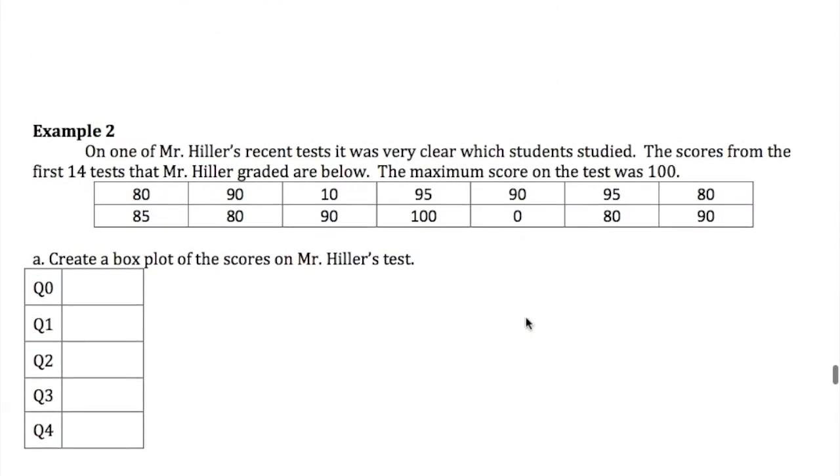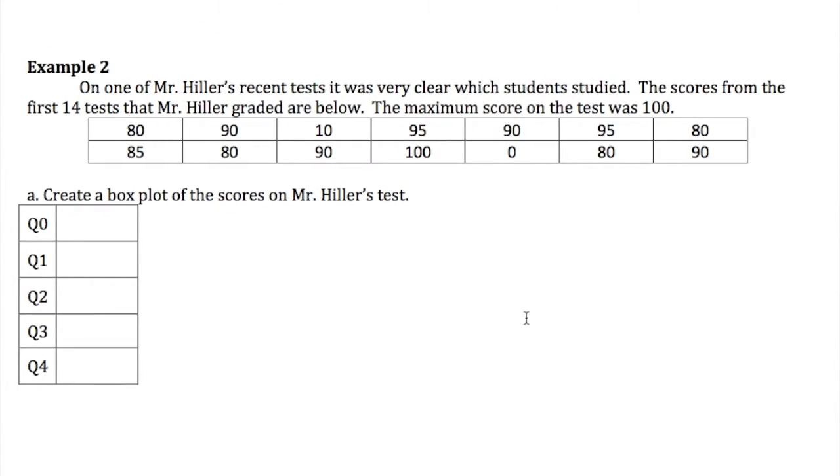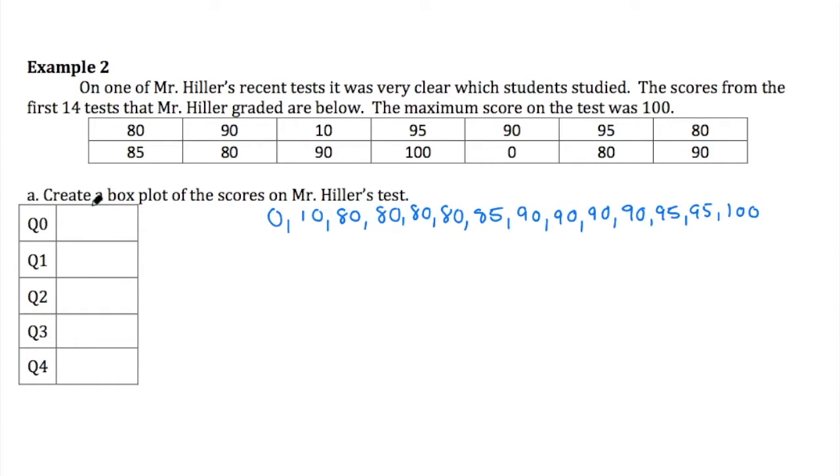Okay, let's look at another example. This one's going to be about test scores on Mr. Hiller's recent test. Clearly, some of these students did not study. So there's 14 test scores. We have to go ahead and put them in order here real quickly. 0 is the first one, then 10, then there are 4 80s, 85, and 4 90s. Then 95 twice, and then finally 100.